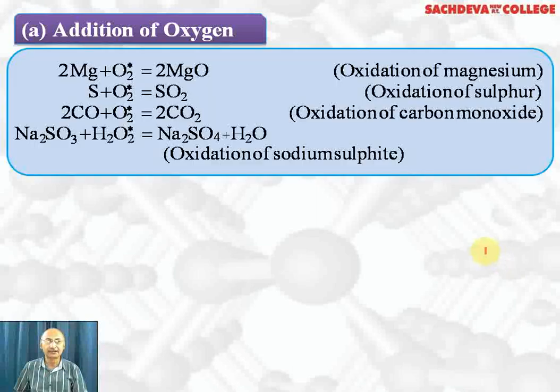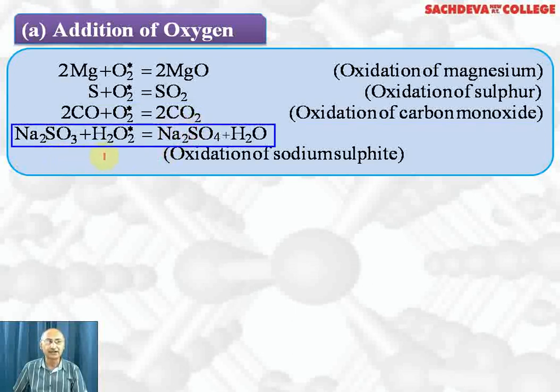First, we are taking examples of addition of oxygen. First example is magnesium. We are adding oxygen to get magnesium oxide. This is oxidation of magnesium. Sulfur is getting oxidized to sulfur dioxide. Here addition of oxygen is taking place. Therefore, we call it oxidation of sulfur. Carbon monoxide reacts with oxygen to form carbon dioxide. So here oxidation of carbon monoxide is taking place.